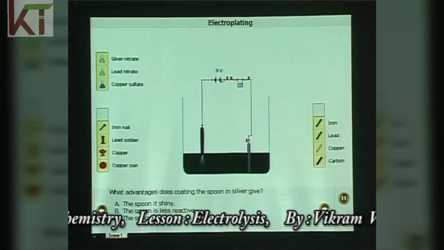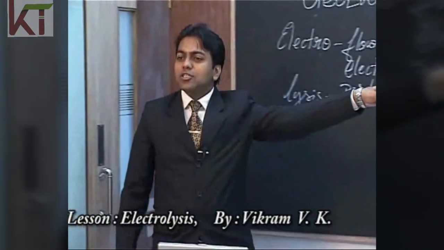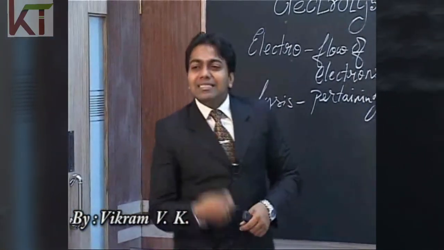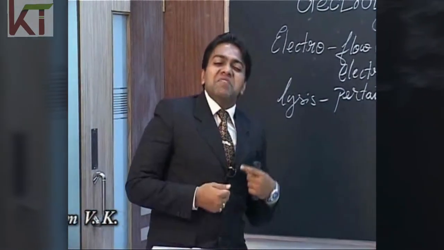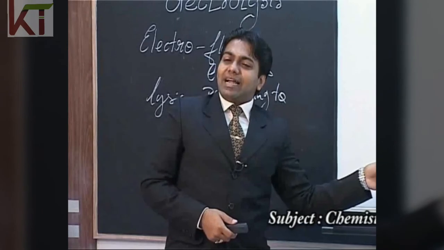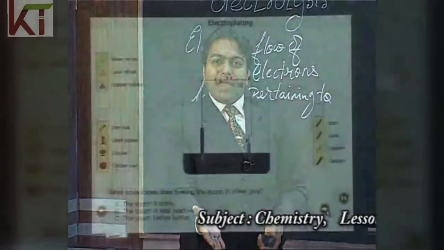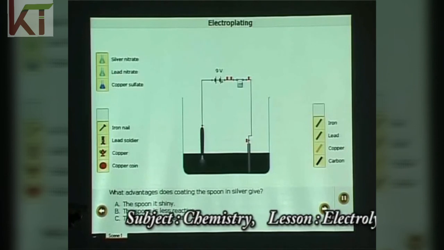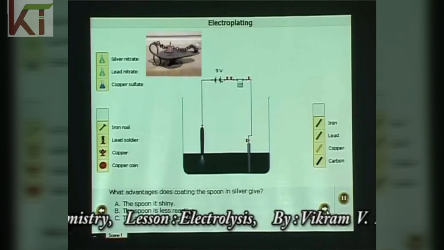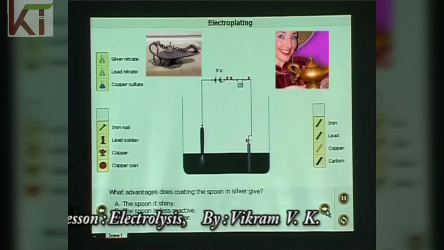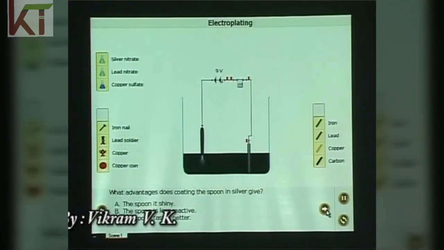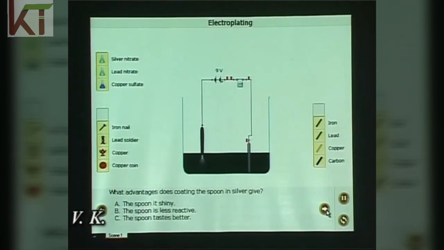The spoon is shiny. So why did we do electroplating? So that the spoon can become shiny and attractive. So when you're eating noodles, pastas, pizzas and all, it becomes, wow, yummy. That doesn't mean the spoon is tasting that way, but because the spoon is attractive, you like the food much better. This is what electroplating does: it gives an inferior metal, with a coating of superior metal, an attractive look. That is what electroplating is, and that is why you're learning the chapter electrolysis.